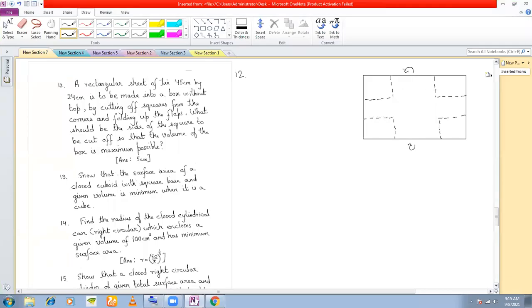And this rectangle, after cutting off the squares, you are folding it to make a cuboidal box with an open top. You're cutting out the squares from the four corners. The question here is what should be the side of each of these squares that is to be cut off, and what is the length and breadth of this rectangular sheet given? It is 45 centimeter by 24 centimeter.